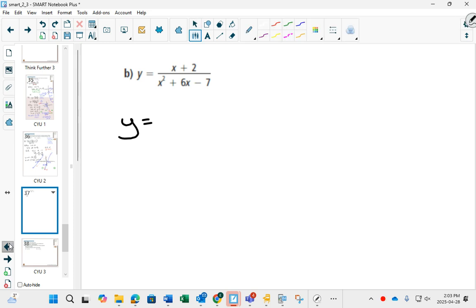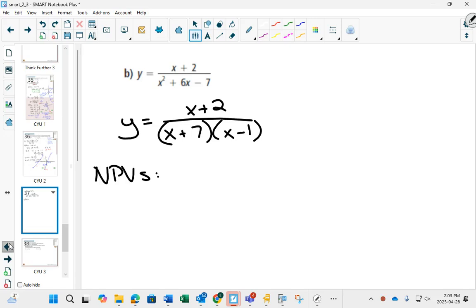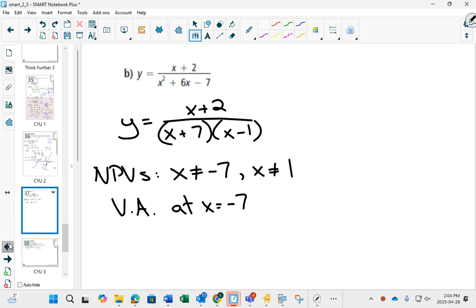It's the exact same numbers, so factoring is easy for us. So step 1, factor. Step 2, look for non-permissible values. X can't equal -7, and X can't equal 1. And we have to decide, are these going to be holes or vertical asymptotes? Well, they don't simplify and go away, so we're going to have 2 vertical asymptotes. One at X equals -7. Notice how I strategically did not forget the negative this time. And the other one at X equals 1.